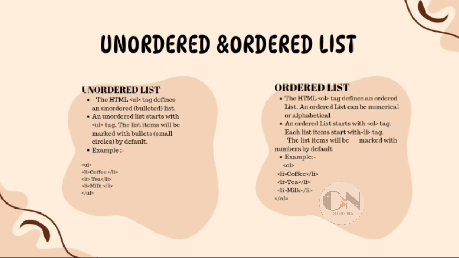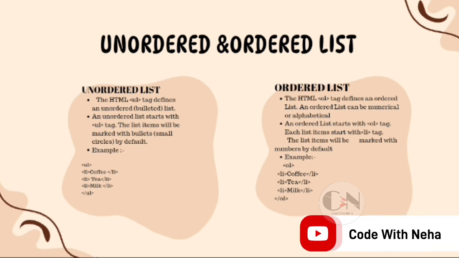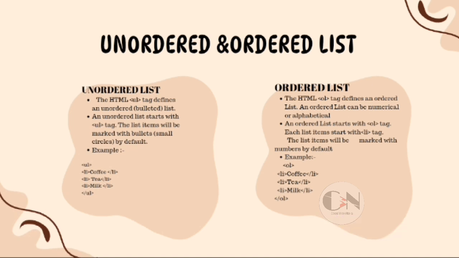Unordered HTML list. An unordered list starts with the UL tag. Each list item starts with the LI tag. The list items will be marked with bullets, small black circles by default. Example: within opening and closing UL tag, each item is listed within opening and closing LI tag. That is, the elements of the list are coffee, tea and milk. So, writing this within opening and closing LI tag.